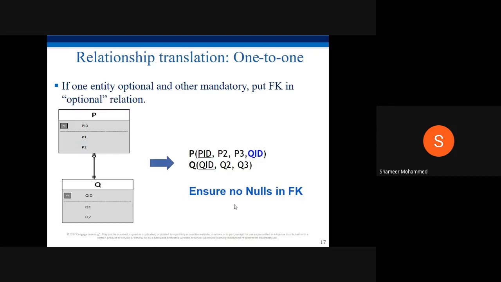Examples now, see. You have to make sure there is no null in the foreign key. There should be no null. And here see the relation optional. One entity is optional and the other is mandatory. So put the foreign key in the optional side, the P side, P entity. You are going to put the foreign key wherever it is optional. This is the symbol for optional, O.